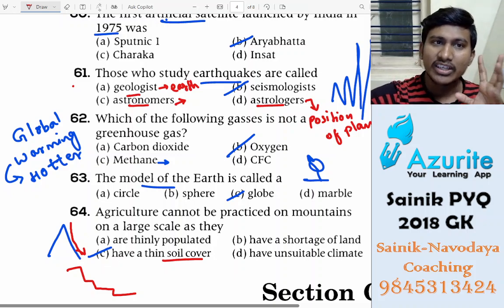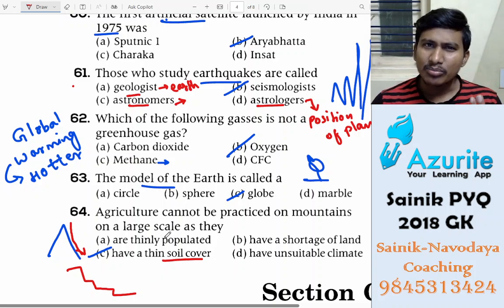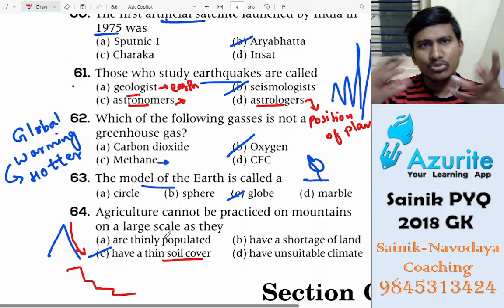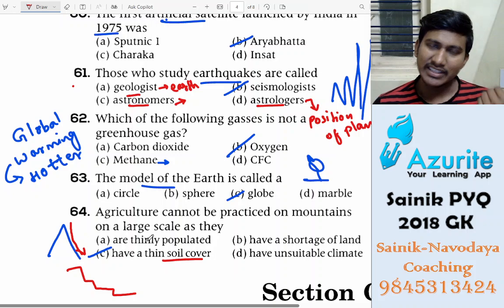Okay, so other options, if you see, they are thinly populated. Yes, they are thinly populated. Even if there are fewer people, we can plant trees, we can plant different fruit trees and all, right?